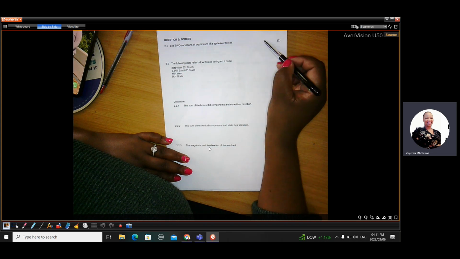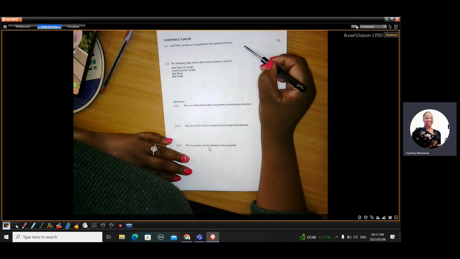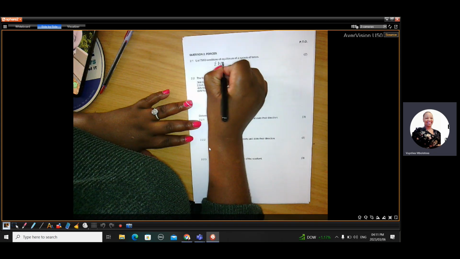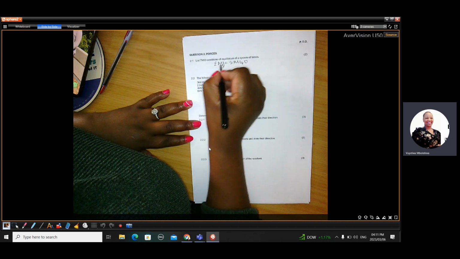And the third law is also true when you have an equilibrium system, which is the sum of the vertical components must be equal to 0. Sum of the horizontal components must be equal to 0. So I can just write in symbols here. Sum of the clockwise moments are equal to sum of the anti-clockwise moments, but you don't write in symbols. You write it in full, in words.